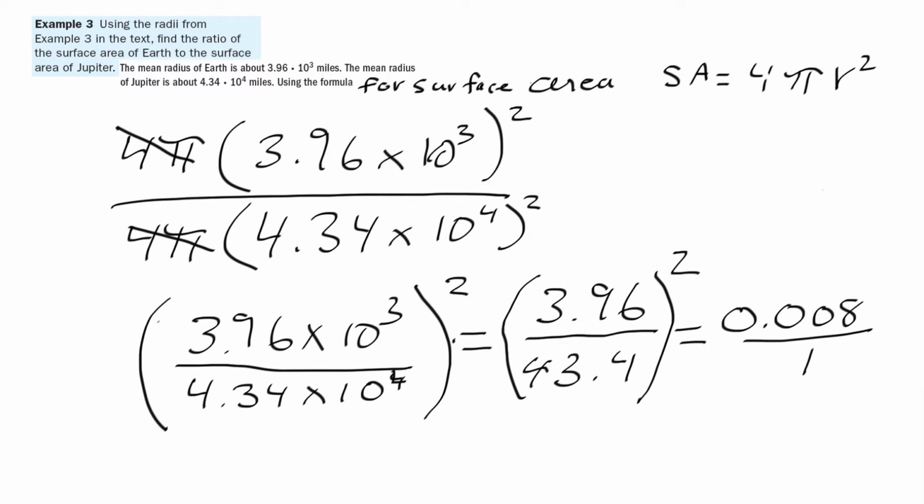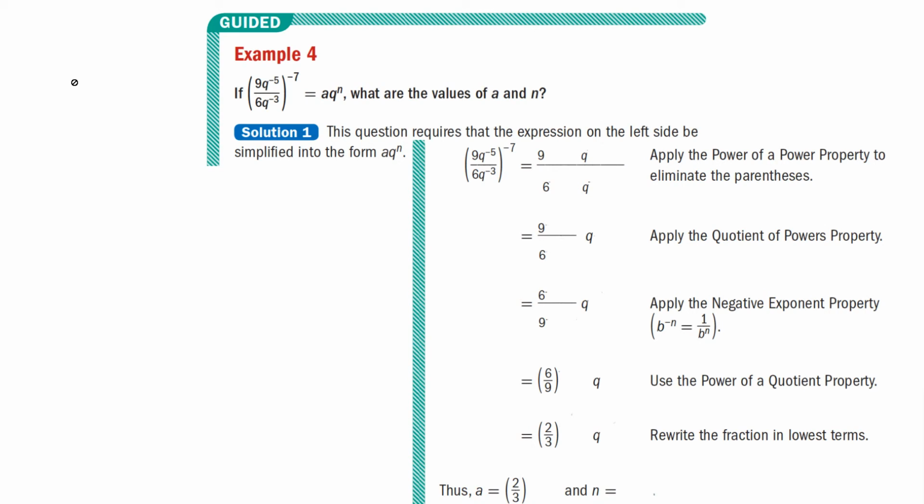Okay, one more example to go through. This is the guided example on page 513, where it begins, and it asks you to determine if 9q to the -5th power over 6q to the -3rd, that whole thing raised to the -7th, equals a times q to the n. What are the values of a and n? Then this breaks this down for you.